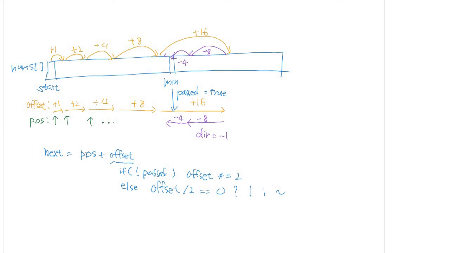So the next position would be the current position plus the offset, and we also have to multiply the offset value by the direction flag. By doing this, we can go back if we have passed the minimum value. And the offset value would be managed like this. If the past flag is false, we increase the offset by twice. If the past flag is true, we decrease the offset by dividing by 2. But the offset value should not be 0, so in that case we just set it to 1. In other cases, we set the offset as the calculated value, divided by 2.